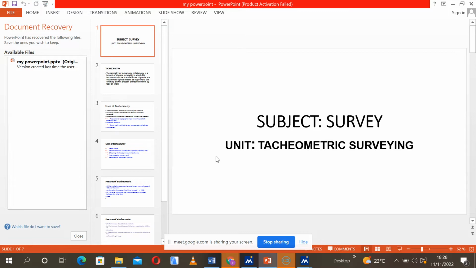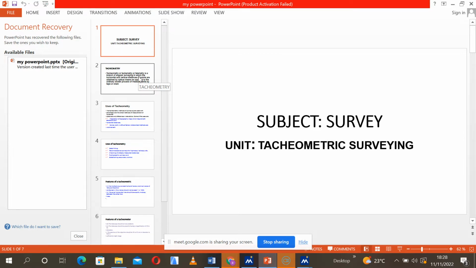As you know, we are going to talk about tacheometric surveying. We have many types of surveying machines that we use for surveying, but today we are going to talk about the tacheometer. So before we begin, let's talk about what a tacheometer is.